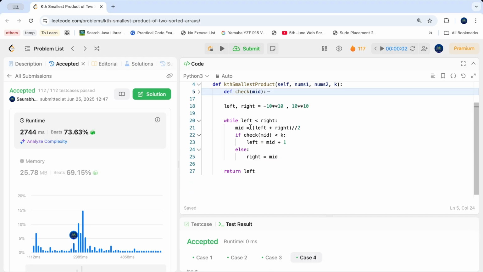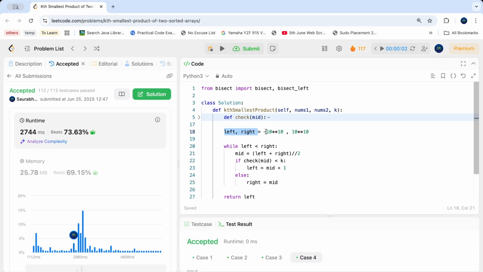This is going to be very simple. You are going to say left comma right is going to be your leftmost range and the rightmost range. Then you run a simple binary search logic: while left is less than right, mid will be this value, left plus right divided by 2.